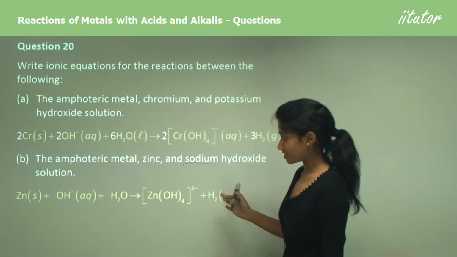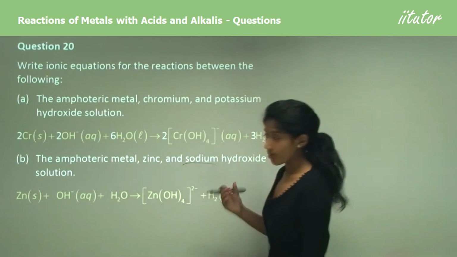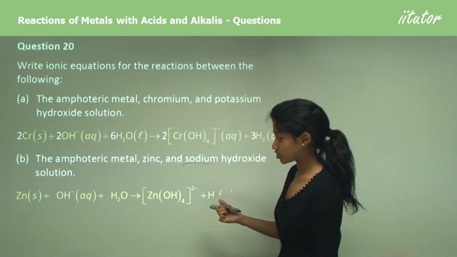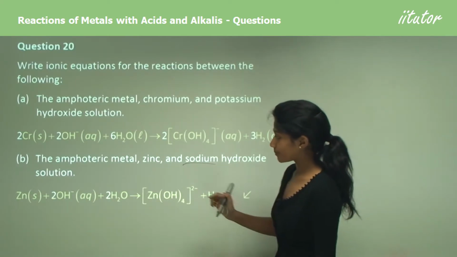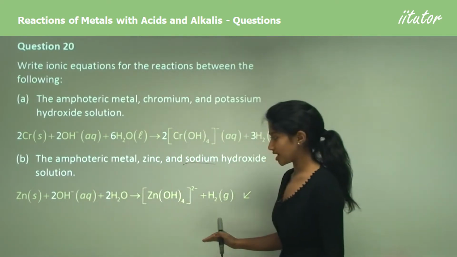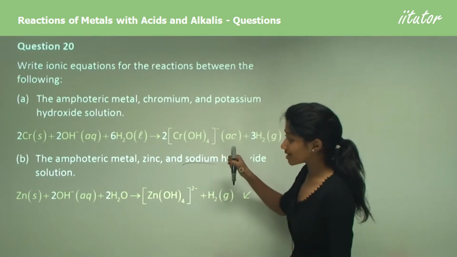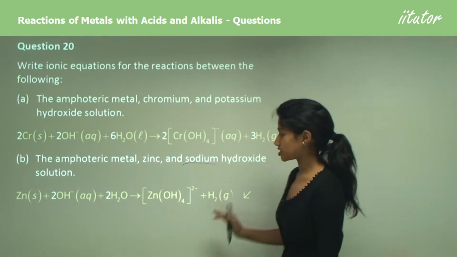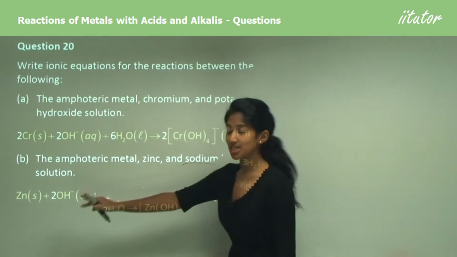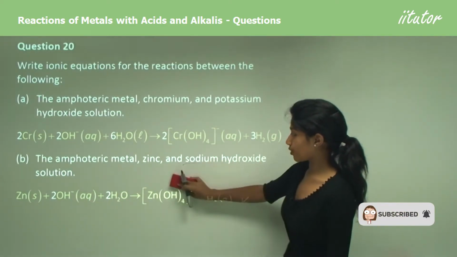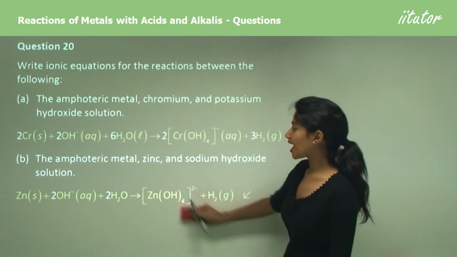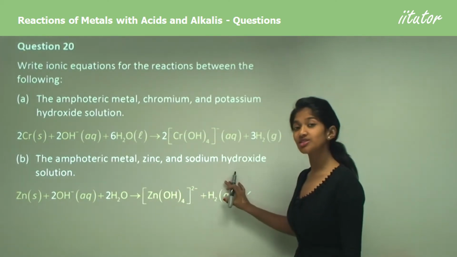Again, when you're balancing this, let's just look at what we have to balance. We have to balance our hydrogens and our oxygens. So in order to do that, you just simply put your 2 hydroxides and 2 water. So that'll balance our hydrogens and our oxygens. And we're not going to do anything with our zincs because they're already balanced for us. That's how you would go about balancing these 2 equations. And you can see how you cancelled out your spectator ions.